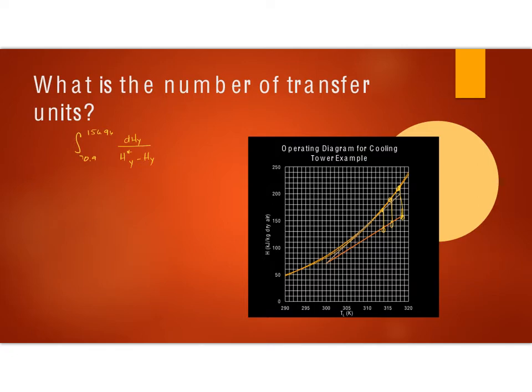So I set this up to do Simpson's rule, and I did Simpson's rule with 50 points. Which I realize is probably overkill, but doing that, what I got is that the number of transfer units, the integral, is 5.8578. And I will put a copy of my file for that in Canvas for you.